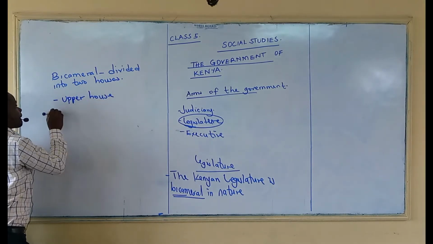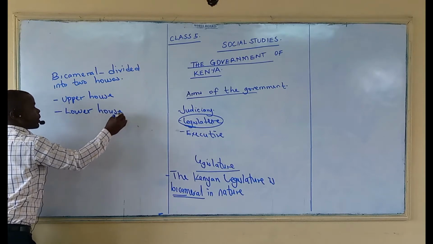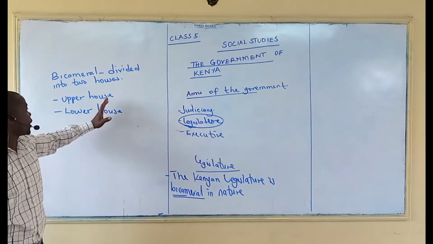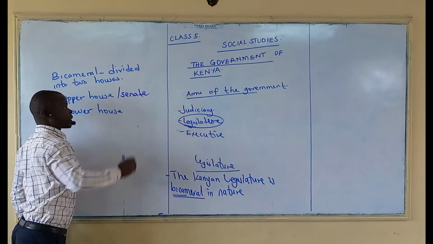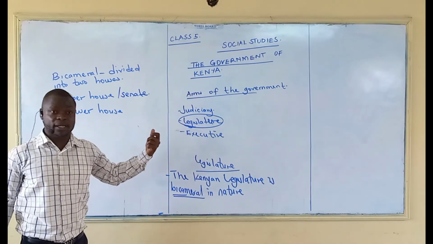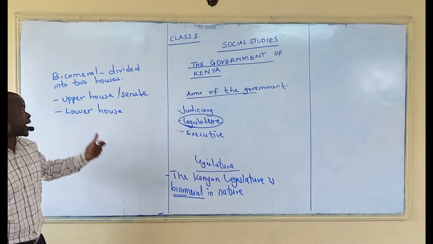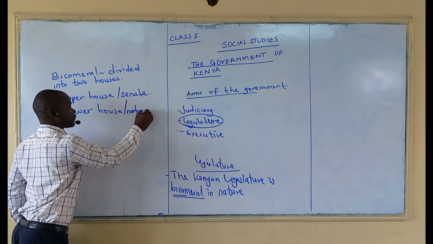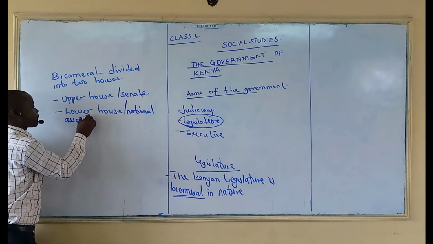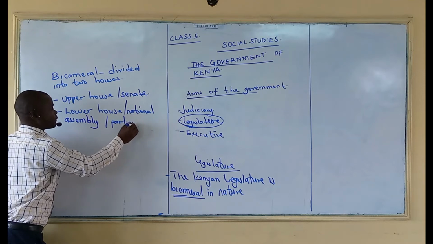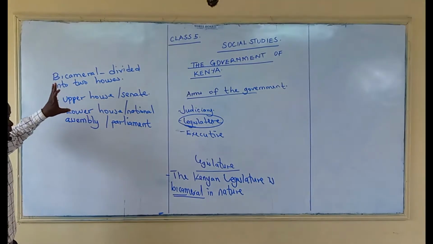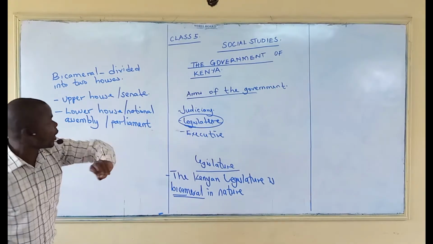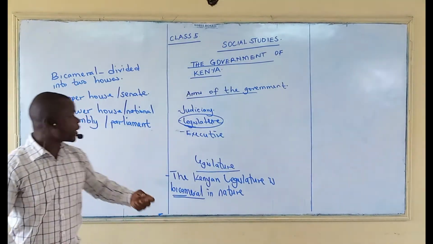One, we have the upper house. Bicameral means it is divided into 2 houses. We have the upper house and we have the lower house. The upper house of the legislature is also called the Senate, while the lower house is also called the National Assembly.